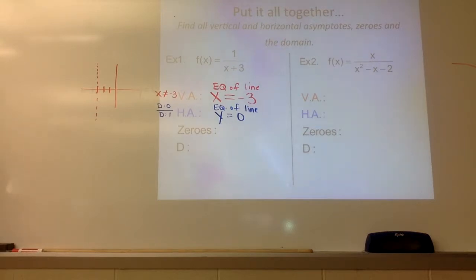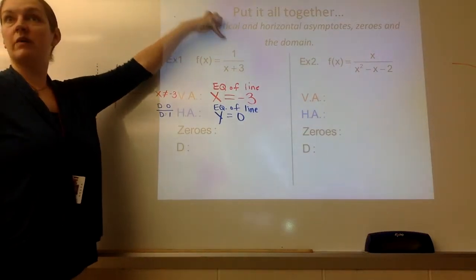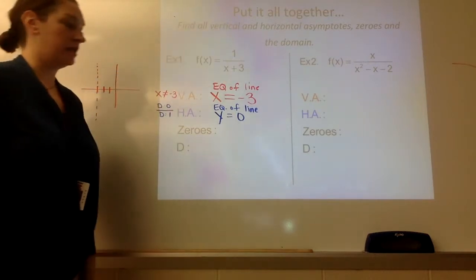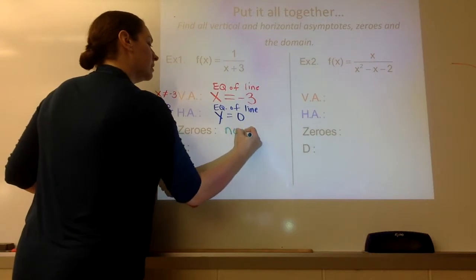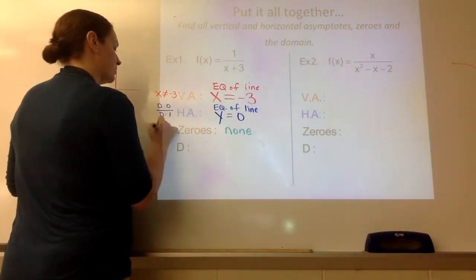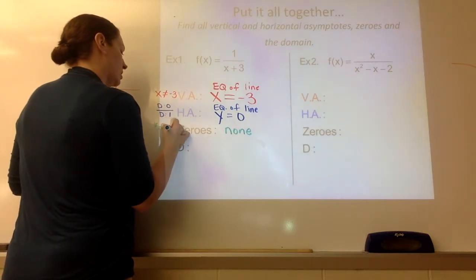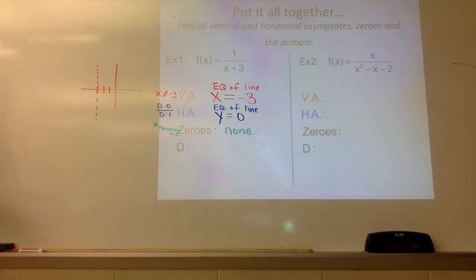Now, what are my zeros? Where do the zeros come from? No, zeros come from what part of the fraction? The top, right? Do I have any x values going in here? So the answer is none. There are no zeros, which means there are no x-intercepts. None. Okay. Remember, this comes from the numerator. 1 equal to 0 is a false statement. There are no zeros.